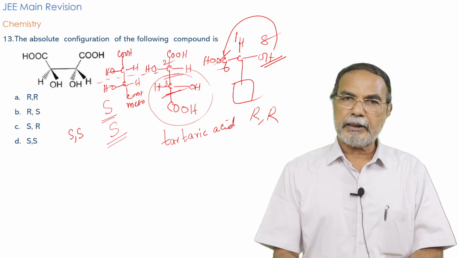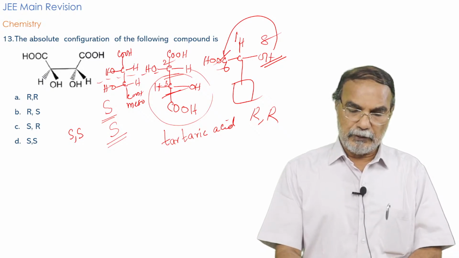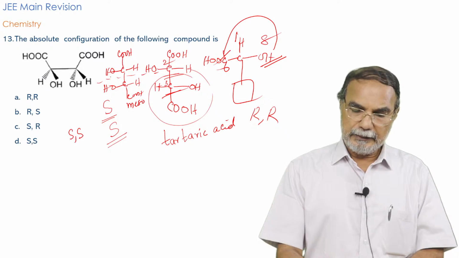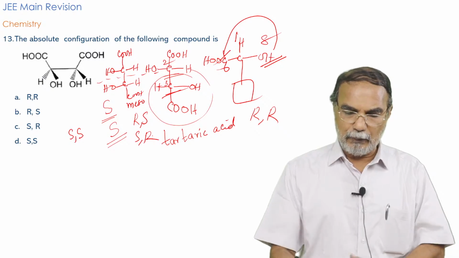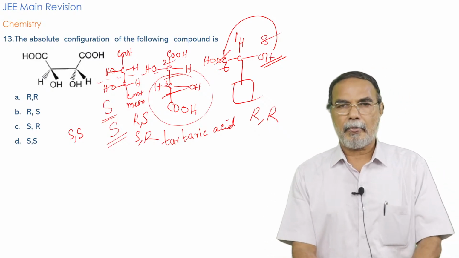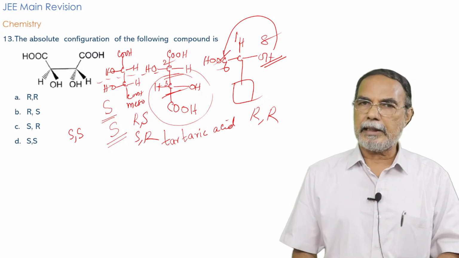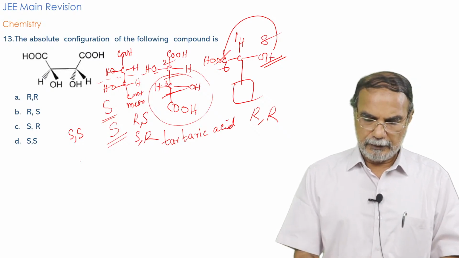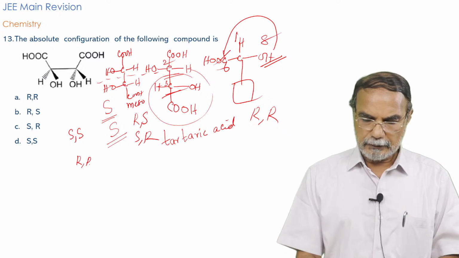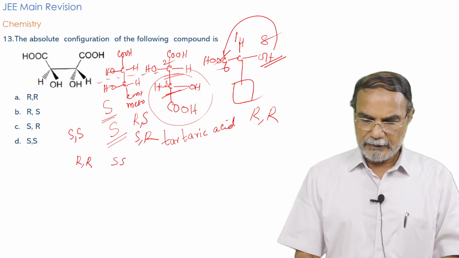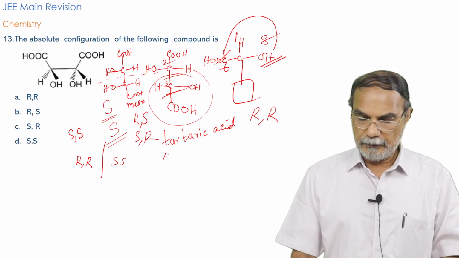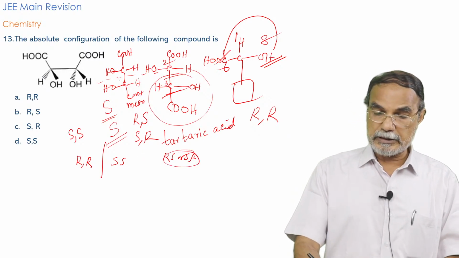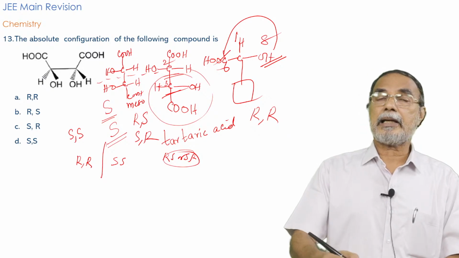And for meso-tartaric acid, if one is R, the other will be S. Therefore, the configuration will be RS or SR, which are equivalent in the case of meso-tartaric acid. So actually, you have only three tartaric acids. One is having the configuration RR, the other is having the configuration SS. These are mirror images of each other. And then you have the third one, which is RS or SR. Both are equivalent in this case, because these are similar chiral carbon atoms.